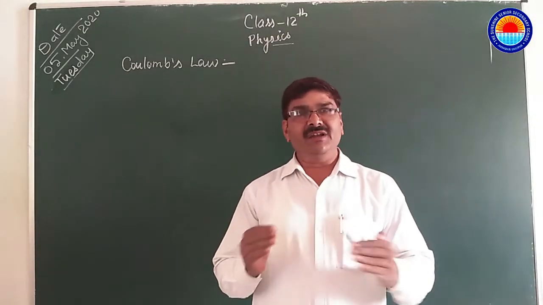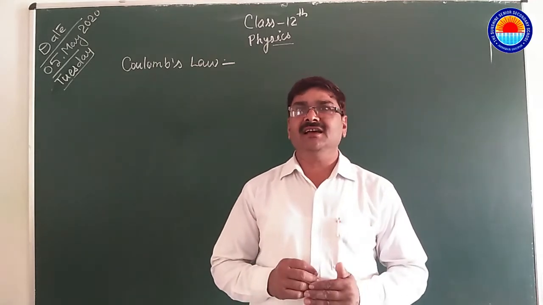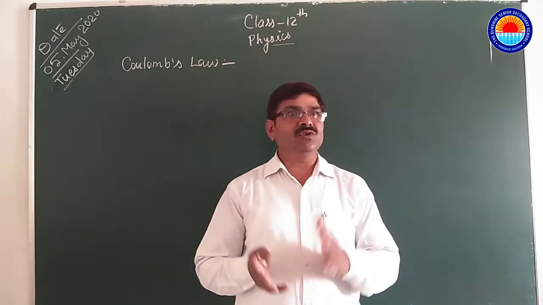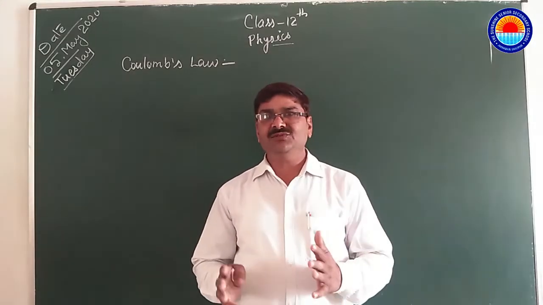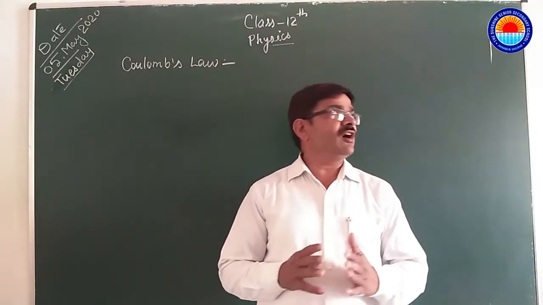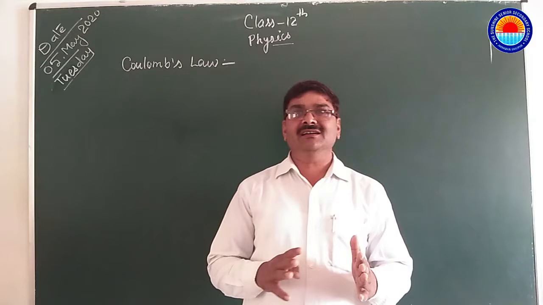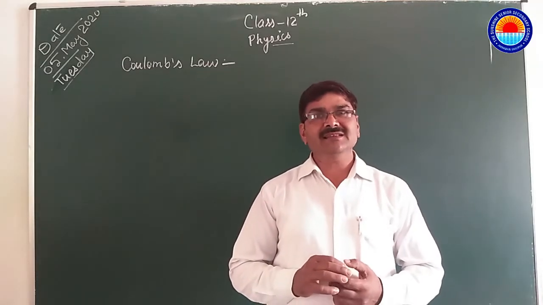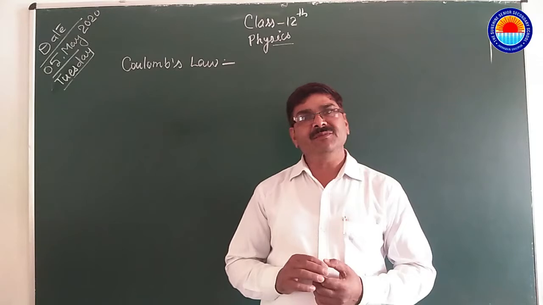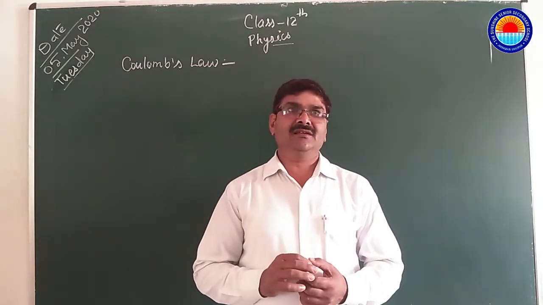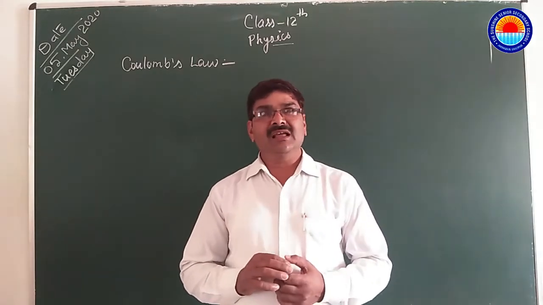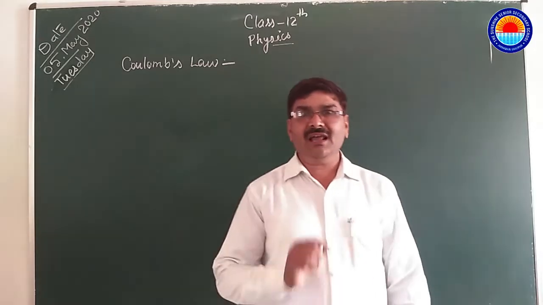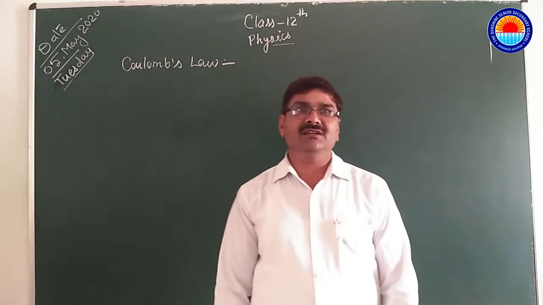Like charges repel each other and unlike charges attract each other. Why is it possible for unlike charges to attract and for two like charges to repel? It is possible because there is a force applied between two charges. Due to this, like charges repel each other and unlike charges attract each other.